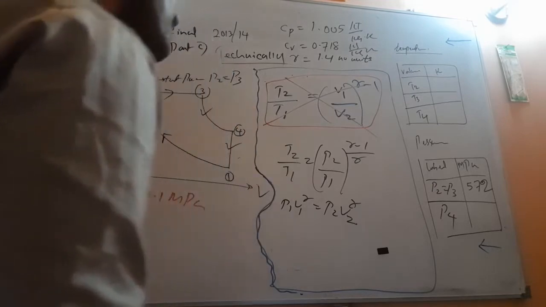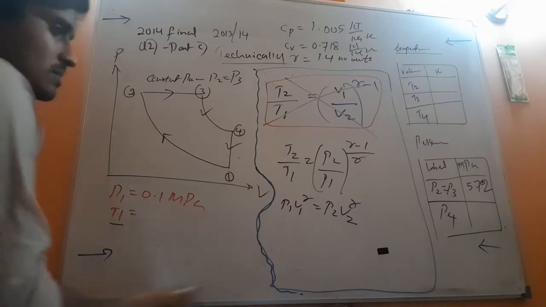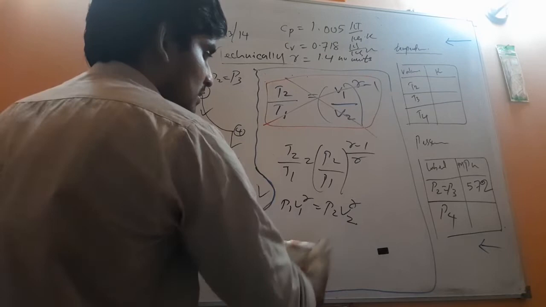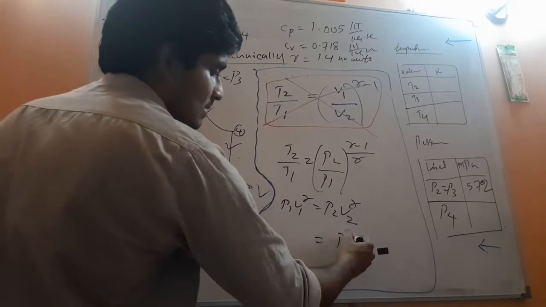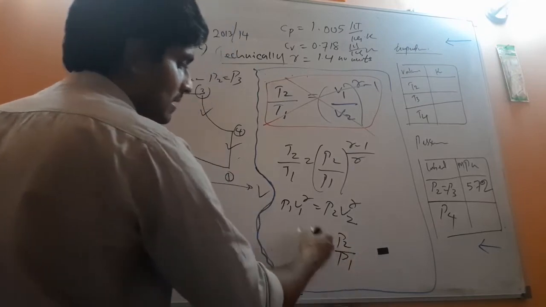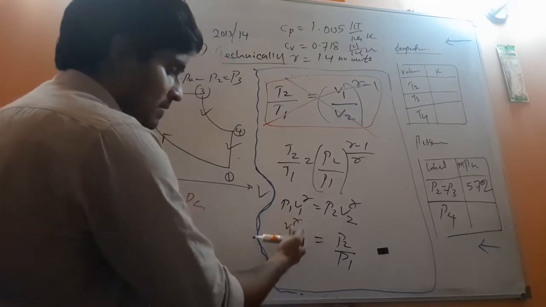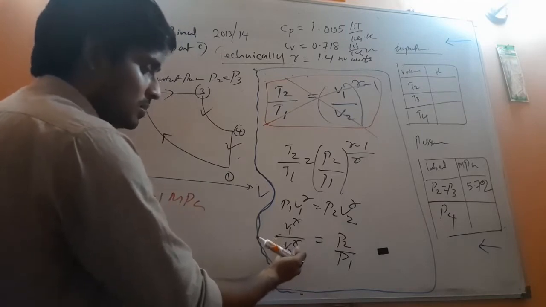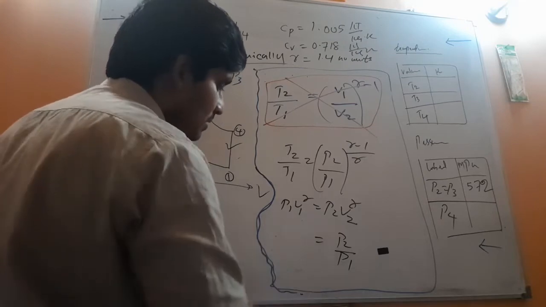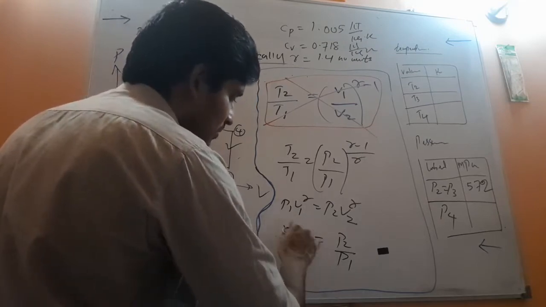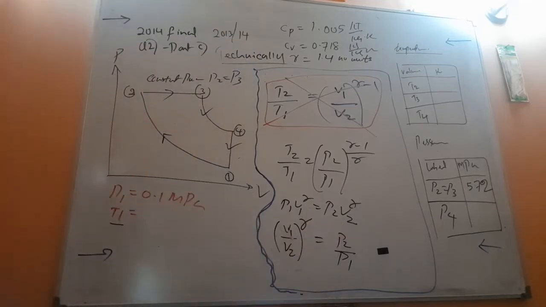Then how to find that, guys? It's easy, it's nothing, because you know this equation. Just put P1 to this side: P2 divided by P1 equals V1 to the power gamma divided by V2 to the power gamma. That means this gamma power is common, so you can write (V1 divided by V2) whole to the power gamma, no problem, right?